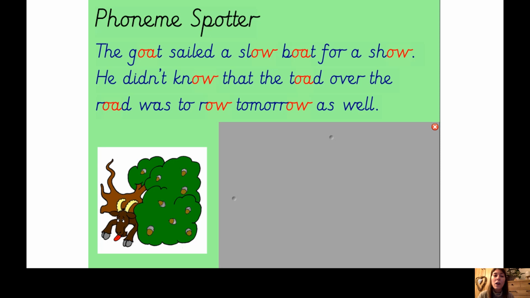Here they are. I've coloured those sounds in red for you. So we've got words like goat, slow, boat, show, no. Toad, road, row, and tomorrow. All of those words had our O sound in, the O phoneme that we're looking at today.